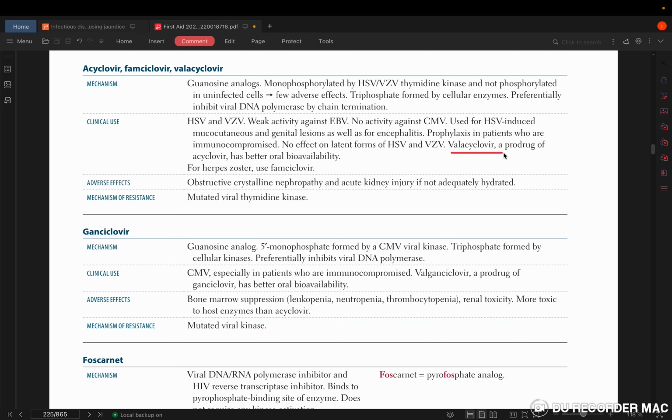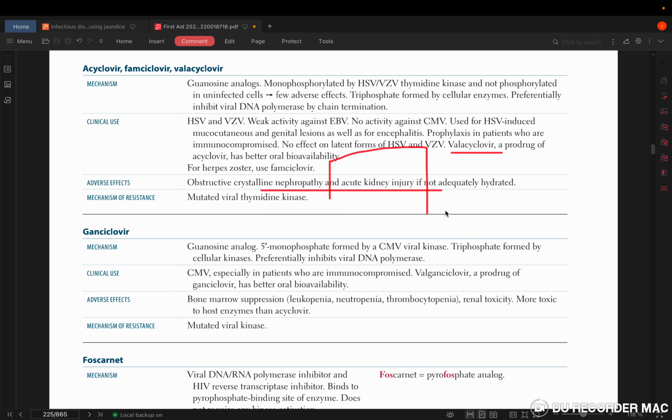Okay, so valacyclovir is a prodrug of acyclovir and has much better bioavailability. For herpes zoster, we can use famciclovir as well, which works by the same mechanism. So the adverse effect is the thing they like the most on the USMLE. Seriously, they like it the most. It can lead to crystal nephropathy of the kidney, which can lead to acute tubular necrosis, basically.